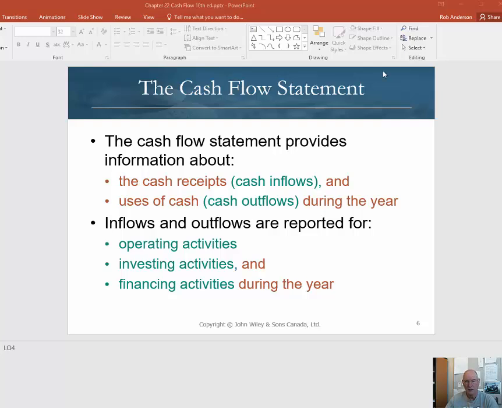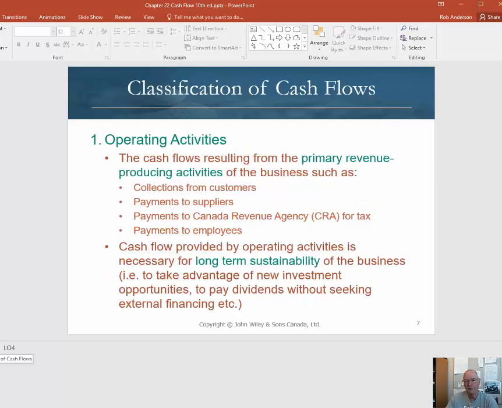Okay, so we start with saying, okay, where do we categorize a cash inflow or a cash outflow? And it has to be one of these. So just with a little bit more detail, here are some examples of operating activities. Getting money from your customers, paying your suppliers, paying your employees, paying for tax, obviously things you do day to day as part of your business.